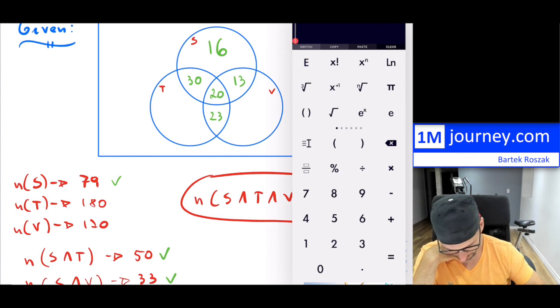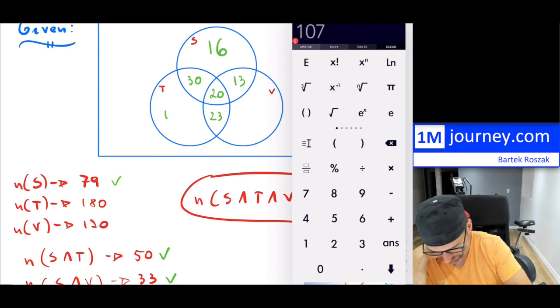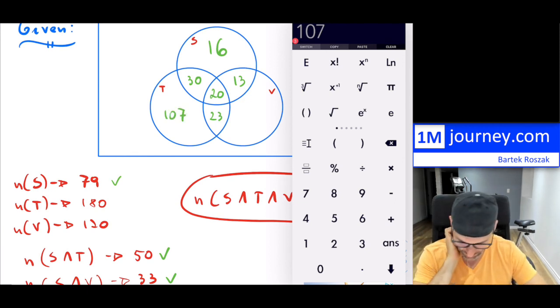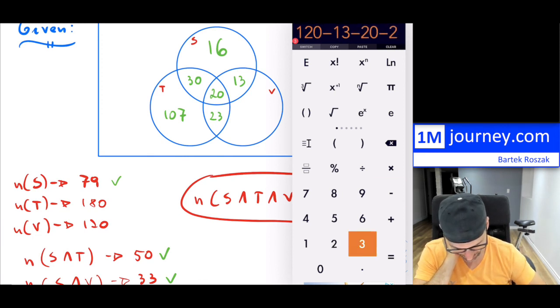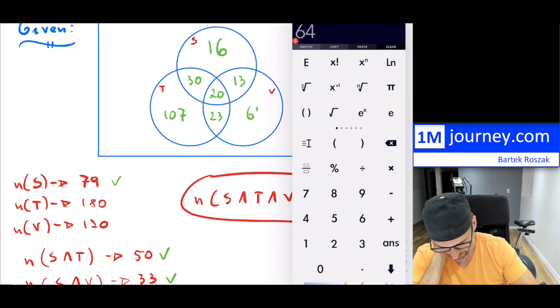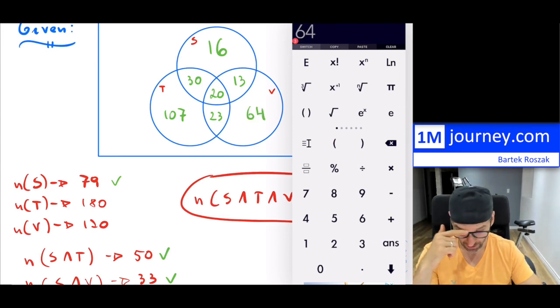Swimming. Then 180, that's for track, minus 30, minus 20, minus 23. So that's 107. So those ones are only interested in track. And then the last one, 120 for volleyball. Looks like it's popular. Minus 13, minus 20, minus 23, 64. Okay. So there you go.